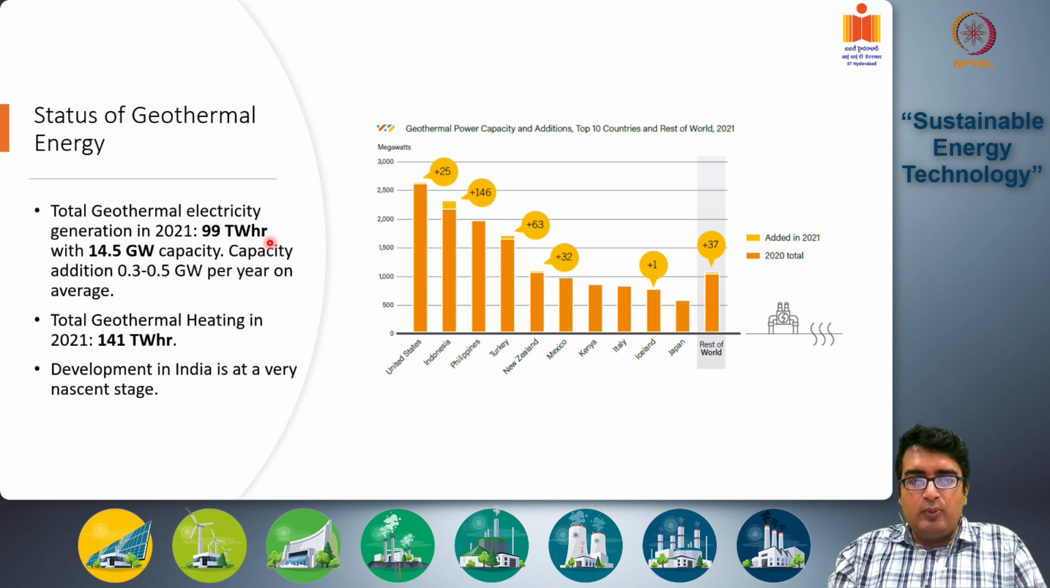In 2021, around 99 terawatt hours of electricity was generated from geothermal sources, and the total installed capacity worldwide was 14.5 gigawatts. This is a small but significant fraction of the total renewable electricity that is being generated in the world today.